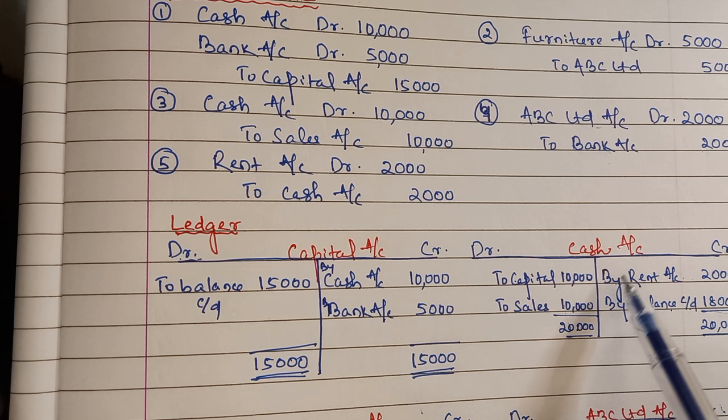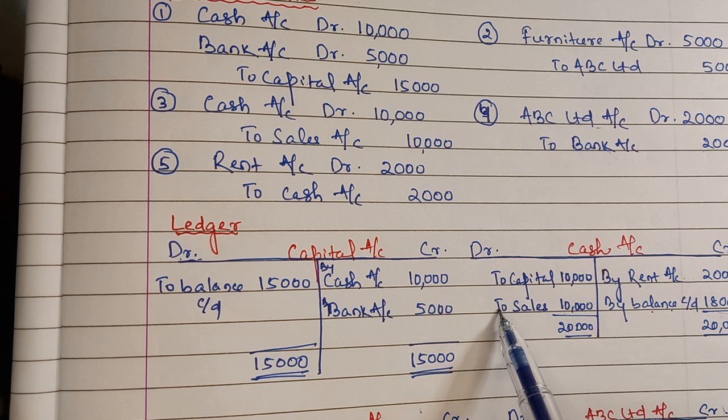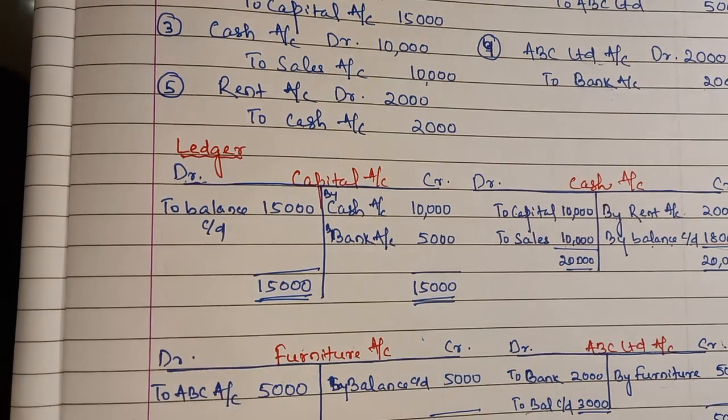Always keep in mind that on the right side we have to write by, on the left side you have to write to. So this is how you need to prepare the journal entries and ledgers.